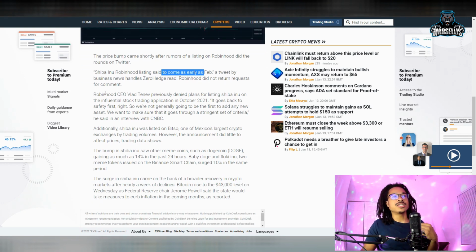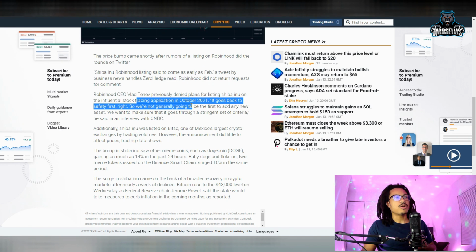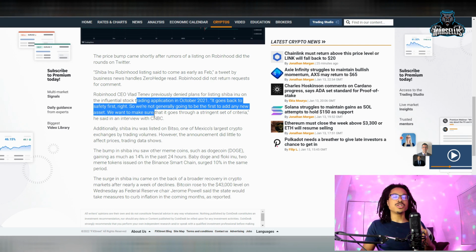Robinhood CEO Vlad Tenev previously denied plans for listing Shiba Inu on the influential stock trading application on October 21st. It goes back to safety first, right? We're not generally going to be the first to add any new asset. We want to make sure that it goes through a stringent set of criteria. That's pretty much what he said to CNBC.